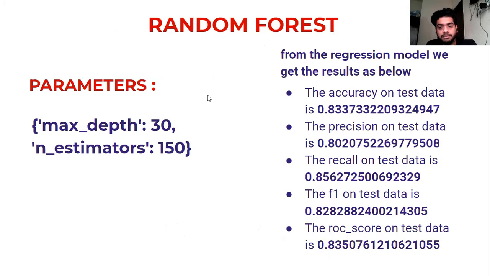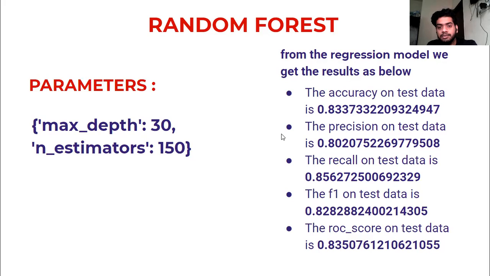Next is our random forest classifier. After performing random forest, we do hyperparameter tuning. From this tuning, we get the best parameters: max depth is 30 and n estimators is 150. Based on these parameters, we build our model, and we get an accuracy of 0.83, precision of 0.8, recall of 0.85, F1 score of 0.82, and ROC score of 0.83.